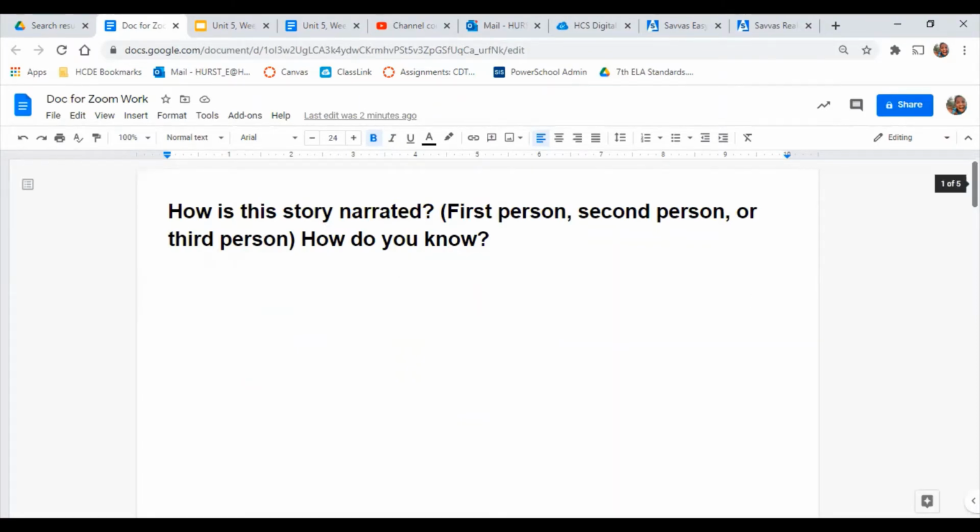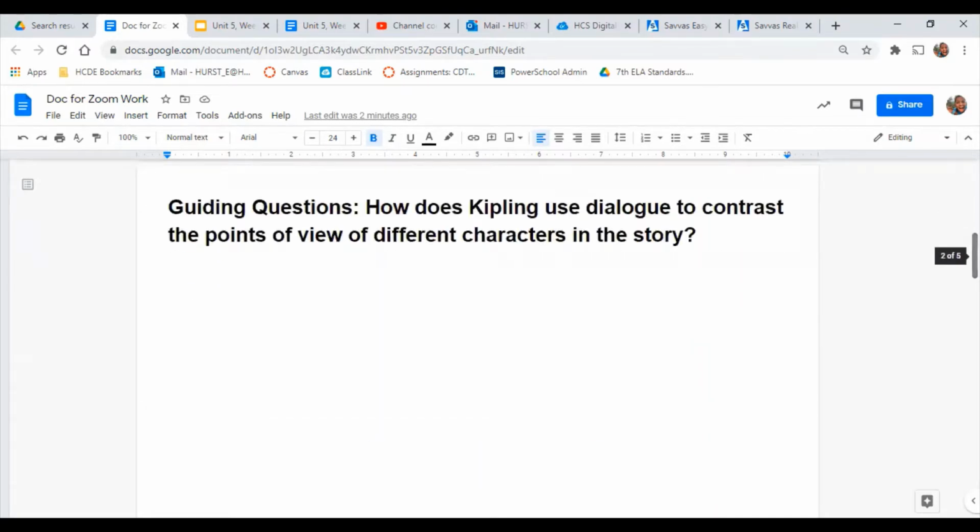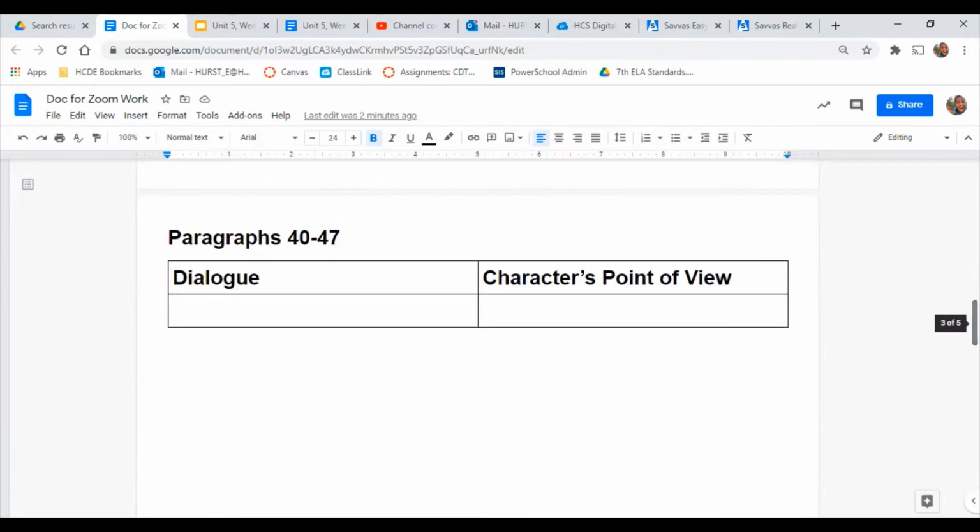So today we're going to be answering this question: How does Kipling, the author, use dialogue to contrast the points of view of different characters in the story? Point of view can mean a couple of different things, right? It can mean first person, second person, or third person, and it could also mean the perspective. So what is the character's perspective on what's happening? That's what we're going to look at here: how do the characters feel about the situations that they're in? We're going to start by looking at paragraphs 40 through 47, and we're going to look at the dialogue of those paragraphs.